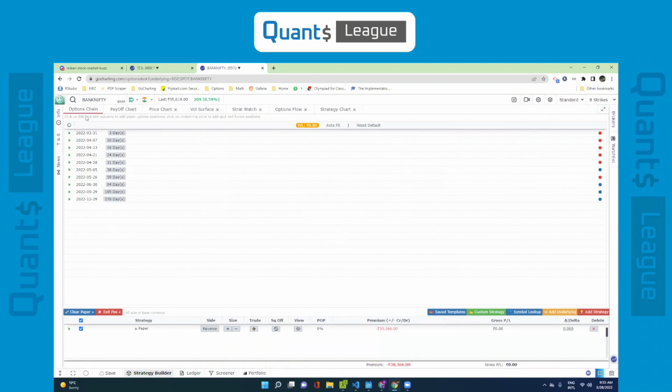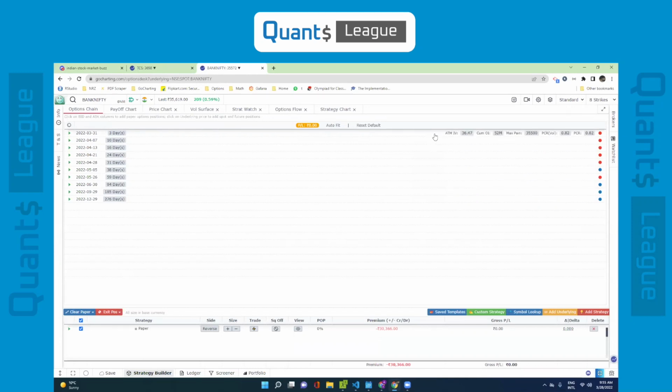First, there are a few tabs on the top. Each of these tabs is configurable. This is your option chain. This is where all your option chain data is stacked based on the series. For example, you have a series ending in 3 days, 10 days, 16 days. So this is where you get to see your entire option chain data.